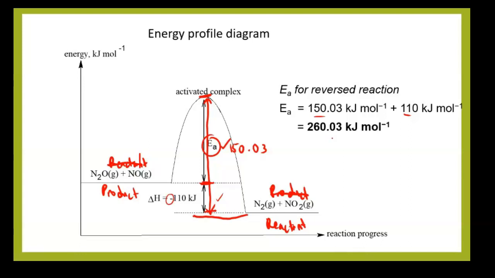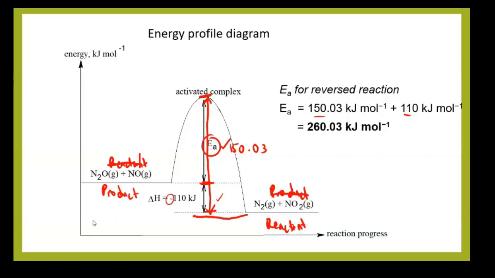Okay, so you tak boleh hafal tau. Jangan hafal that EA for reverse reaction means we need to add the EA value plus the delta H value. It's not like that. It must depend on the energy profile diagram. Because now they give you an energy profile diagram for exothermic, and when we calculate the EA for the reverse reaction, it means we calculate the EA for an endothermic reaction. Mungkin kalau soalan nak tukar, dia akan tukar. Dia bagi awak energy profile diagram for endothermic and then you need to calculate EA for the exothermic reverse reaction. So dia akan jadi lain.